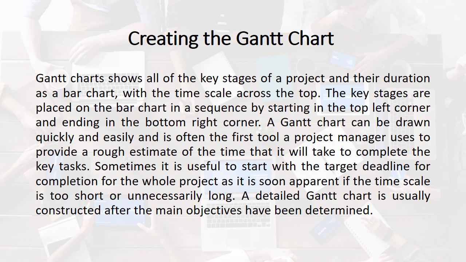A Gantt chart can be drawn quickly and easily and is often the first tool a project manager uses to provide a rough estimate of the time it will take to complete the key tasks. Sometimes it is useful to start with the target deadline for completion of the whole project, as it is soon apparent if the timescale is too short or unnecessarily long. A detailed Gantt chart is usually constructed after the main objectives have been determined.